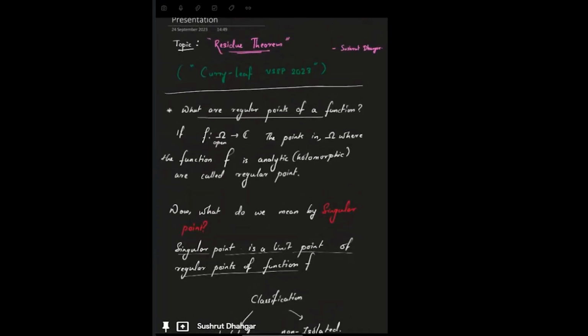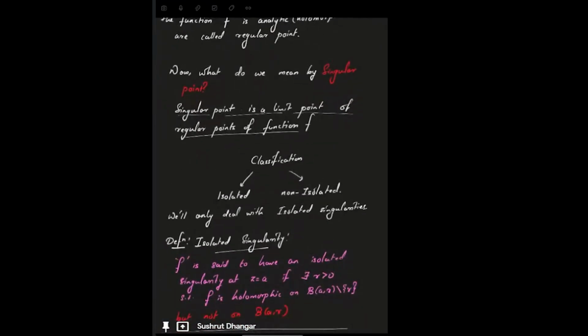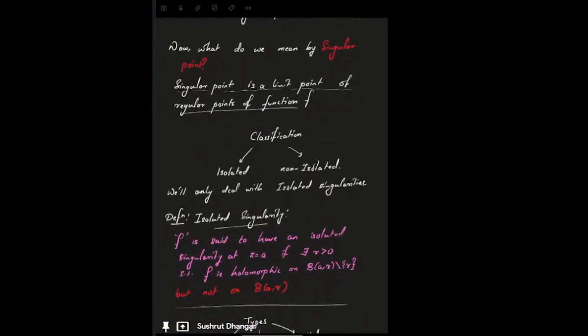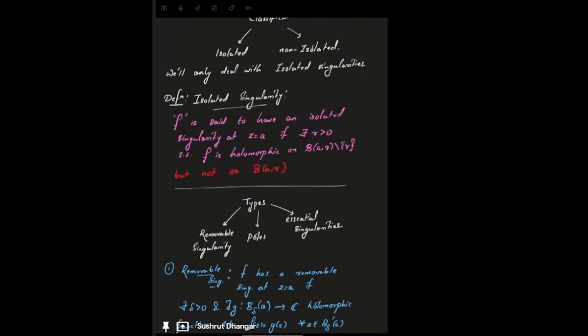So let's start with what are regular points of a function. If I have a function defined over an open set omega to C, the points in omega where the function f is analytic are called regular points. And what do we mean by singular points then? A singular point is actually a limit point of regular points of the function f. We have two basic classifications of singular points. One of them is isolated and the other is non-isolated. We will be only dealing with the isolated singular points.